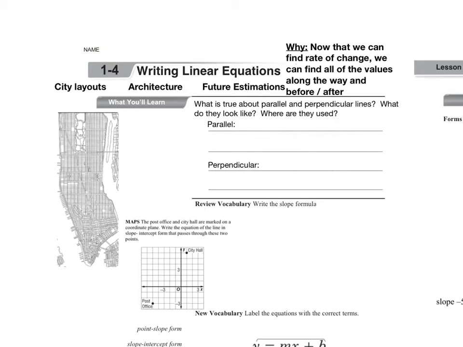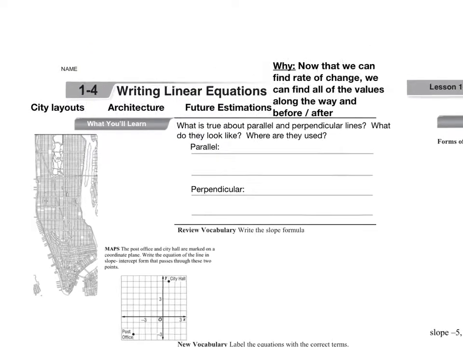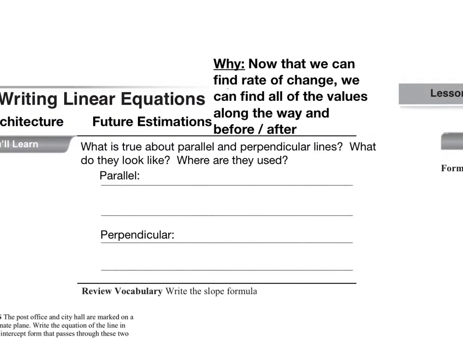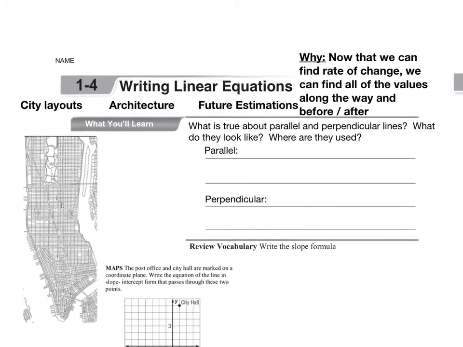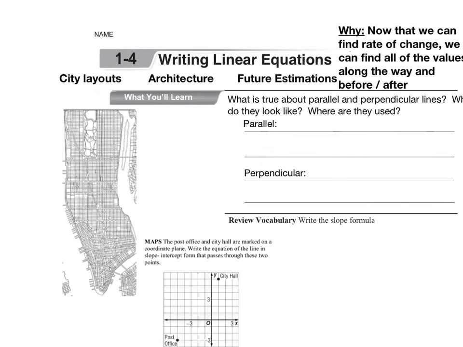Hello, here we're going to look at 1.4, writing linear equations. Here's the why. Now that we can find a rate of change, we can find all the values along the way and before and after the two coordinate points that helped us find the rate of change.